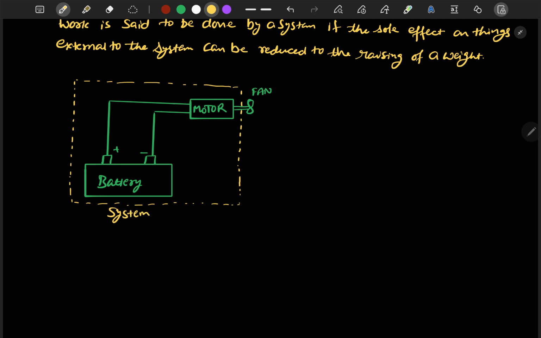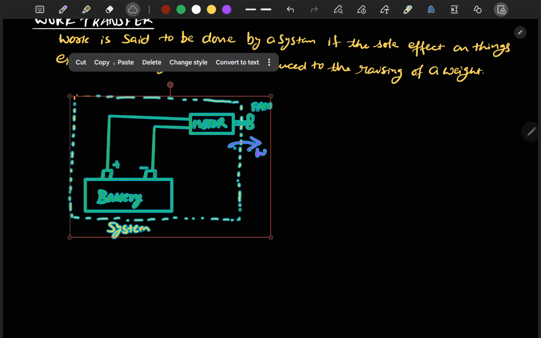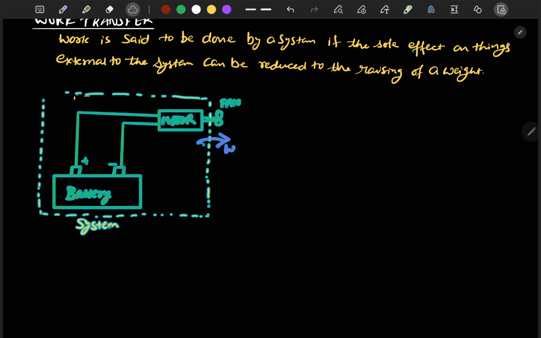Now there is definitely work taking place by the system on the surrounding. So there is work, and what is that work? That it is driving the fan. Okay, but according to the definition of thermodynamics, work is only said to be done if the sole effect on the things external to the system can be reduced to the raising of a weight. So how can we reduce this to the raising of a weight? Let's see here. I will copy this.